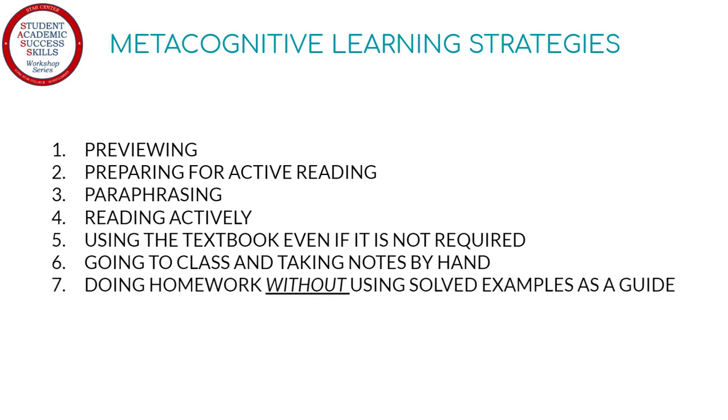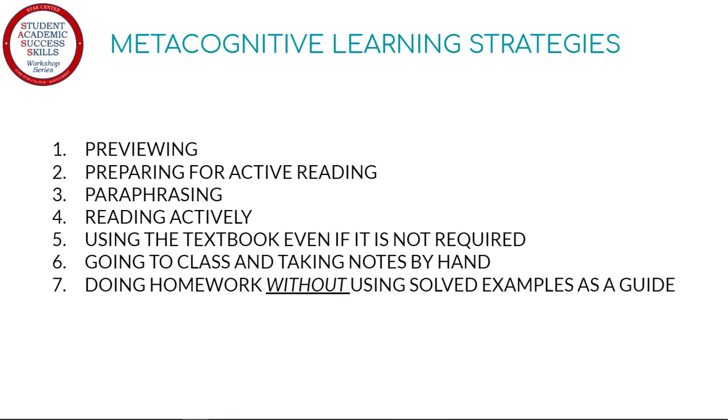Number 7, doing homework without using solved examples as a guide. A good example of this is if you ever take a math course, you're doing a problem in the textbook and you just get stuck. You do not know how to proceed through the problem. Lots of people think, I'll just look at the back of the book at the answer and figure out what I might be doing wrong. The problem with that is you're not actually allowing your brain to make the connection of where you may have made the mistake in that process.